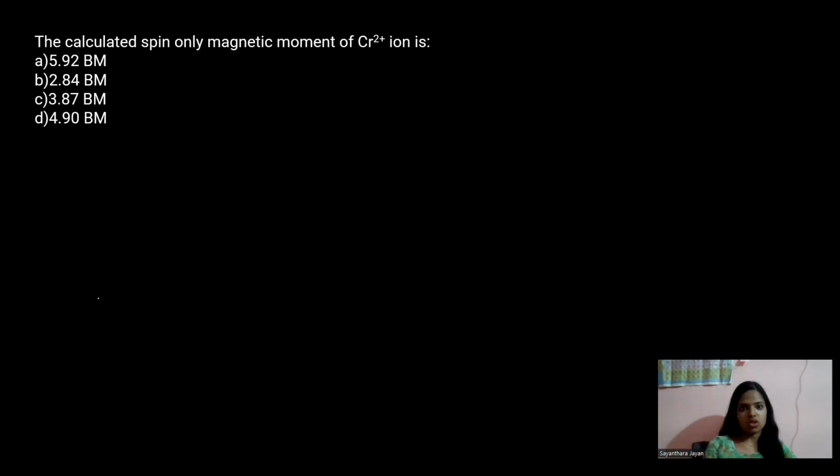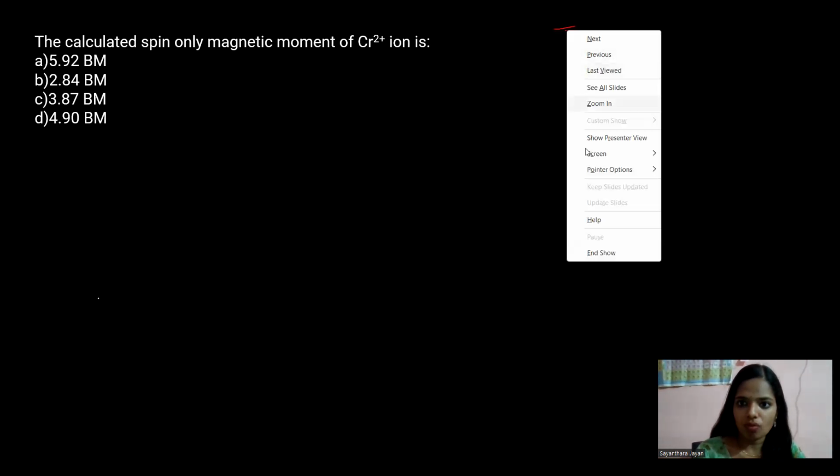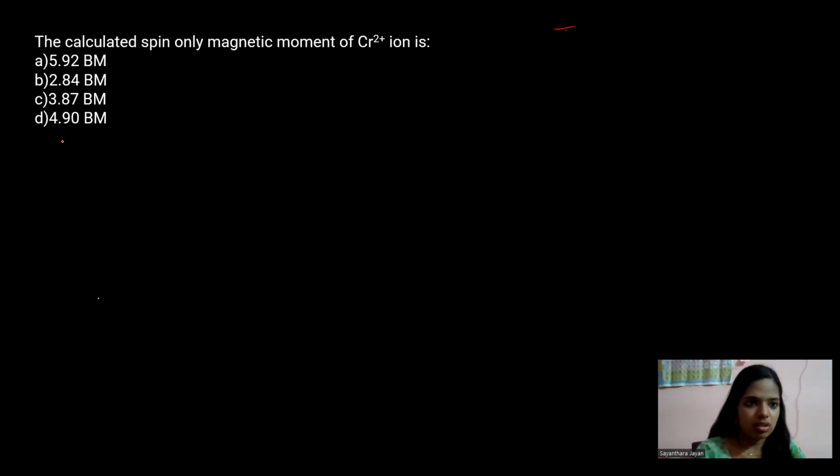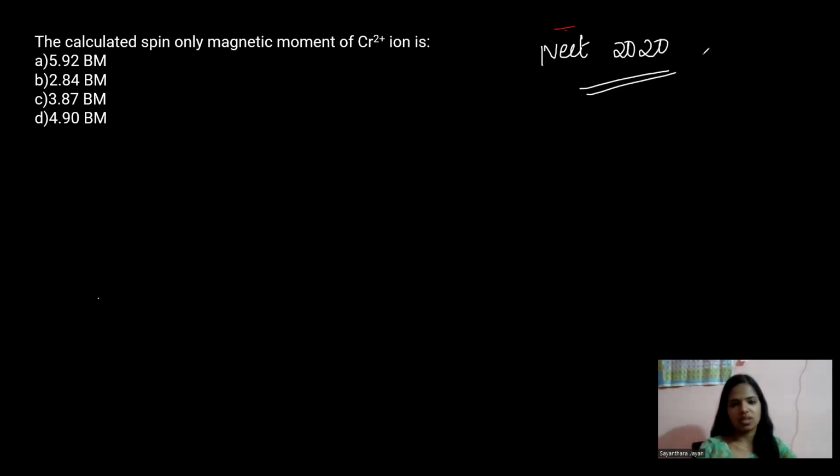This is a PYQ of NEET 2020. Calculate the spin only magnetic moment of Cr2 plus ion.